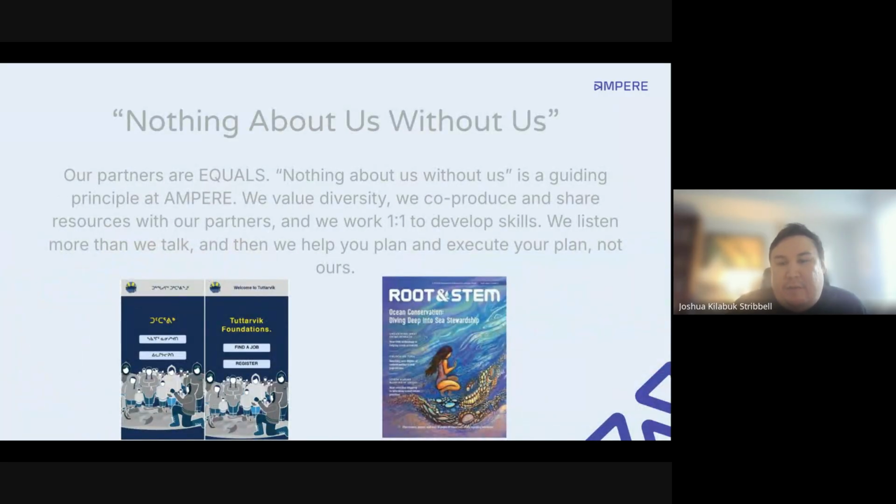So nothing about us without us is an Indigenous principle. It's something that we say to settler Canadians, and it's something that we try to incorporate into our work as a settler Canadian organization, is understanding that nothing that happens about us should happen without us. And so with that said, we value diversity. We co-produce and share resources with our partners. We work one-on-one with folks. We try to listen more than we talk, and we help folks execute their plan, not ours.